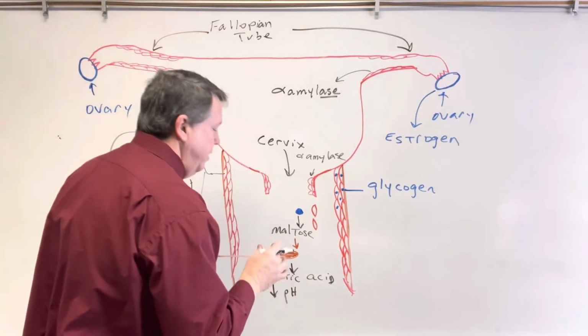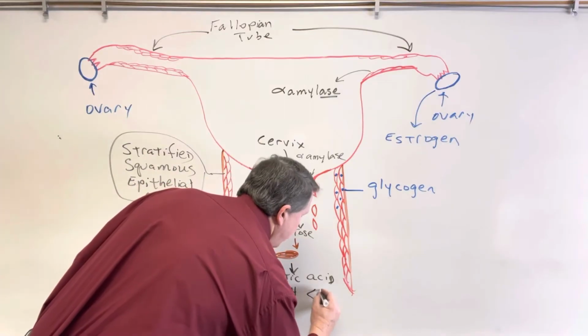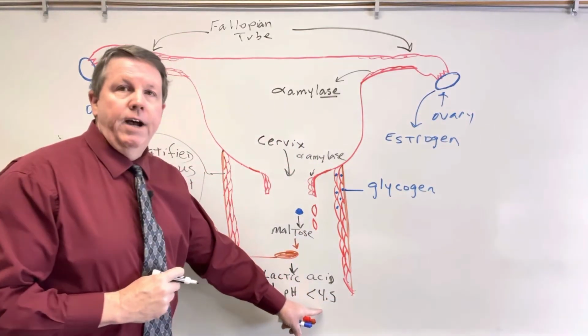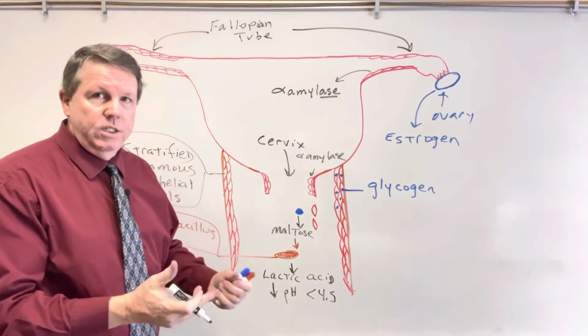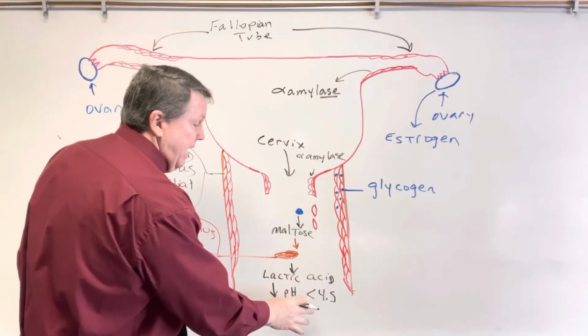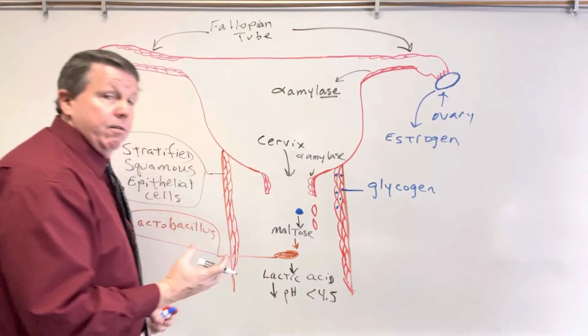Normally, you want the vagina to have a pH of below 4.5. Remember, the lower the pH, the more acidic something is. And when it's that acidic, it can keep a lot of bacteria from growing.